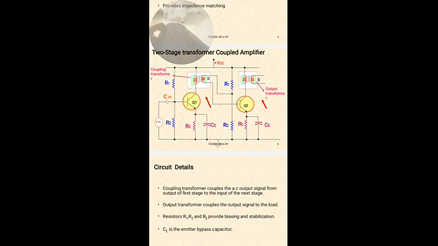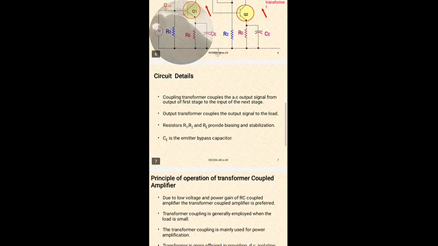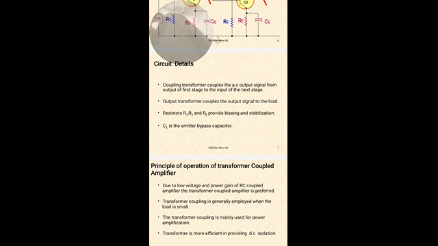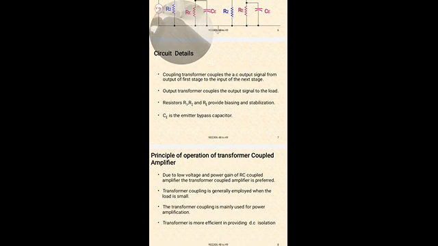If there is a change in the collector current, that gets stabilized using this resistor RE. So that is going to provide a voltage, that is a negative feedback voltage, that is going to stabilize the operating point in the circuit. And here the Cin is the coupling capacitor, CE is the emitter bypass capacitor. Cin couples the input signal to the base of the first stage amplifier, and CE is the emitter bypass capacitor.